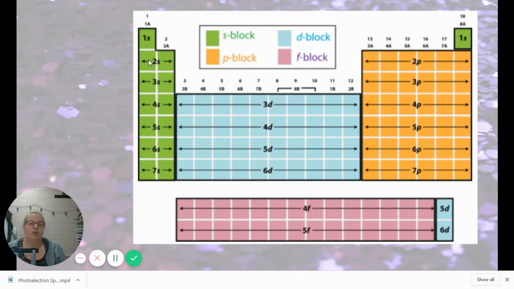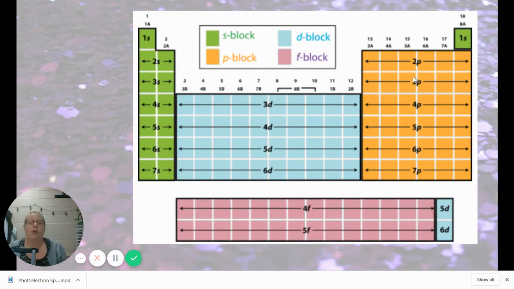So in the s shell, it can only hold 2 electrons. So this chunk of the periodic table here is 2 columns wide. The d block can hold 10. So we have 1, 2, 3, 4, 5, 6, 7, 8, 9, 10 boxes to represent the d block. The p block here is 6 boxes wide because the p shell can only hold 6 electrons. And the same for the f. The f is 14 because it can hold 14 electrons in the f shell.